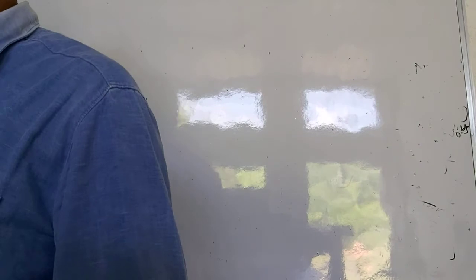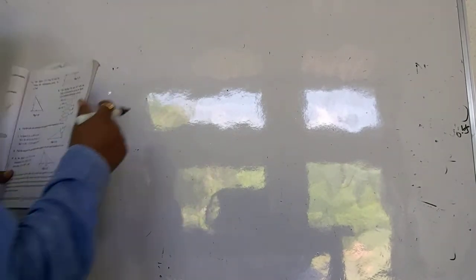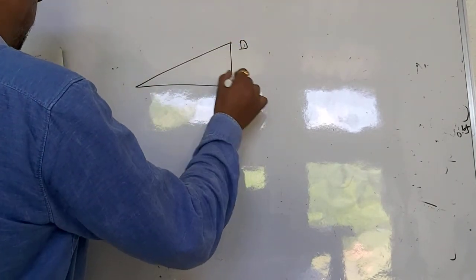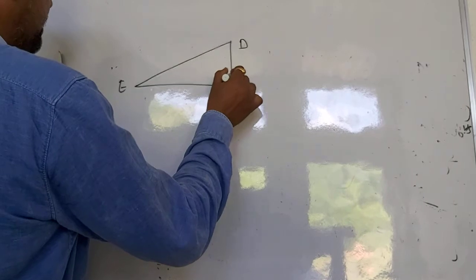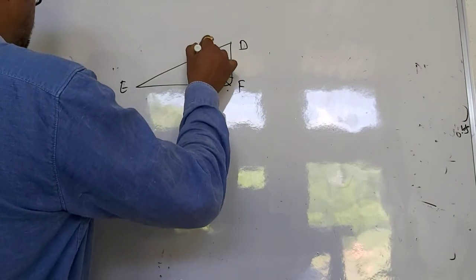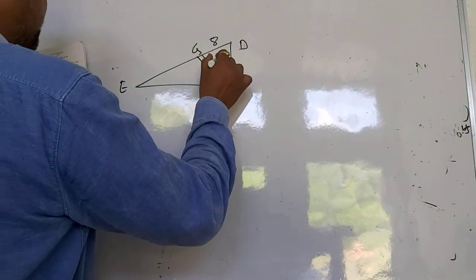Yesterday we have seen question number 6. Now we'll see question number 7. I will draw the figure properly. See here. D, F, E. It is a 90 degree, no doubt. Here it is perpendicular. FG is perpendicular to ED. This is 8. This is 12.